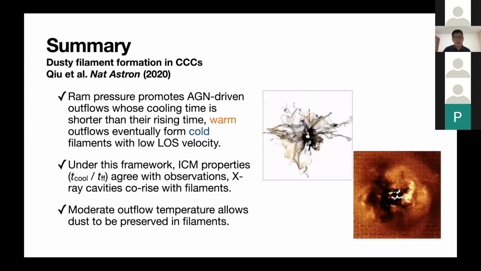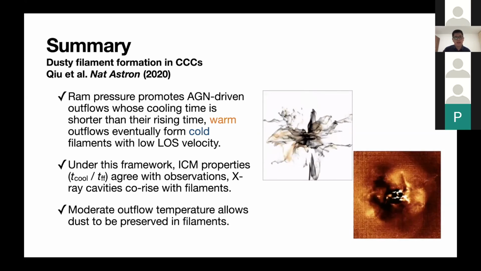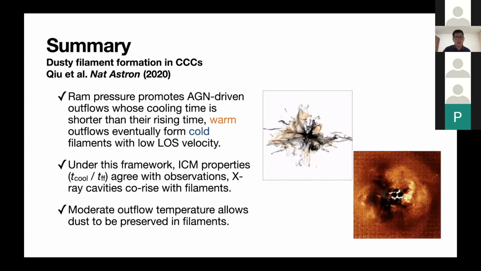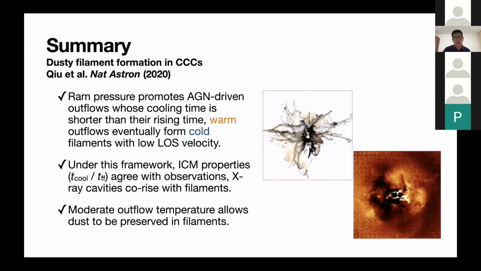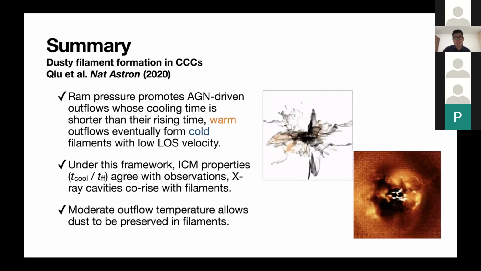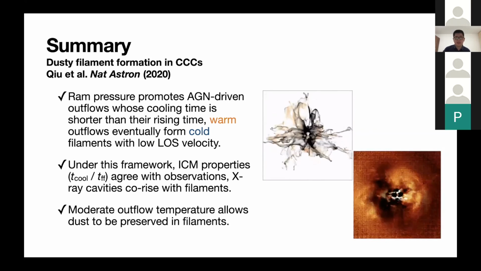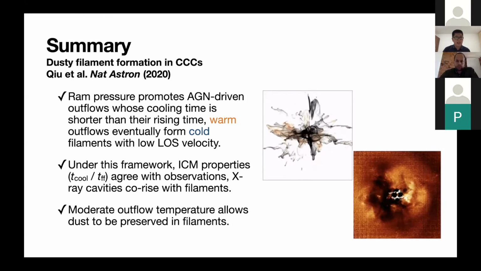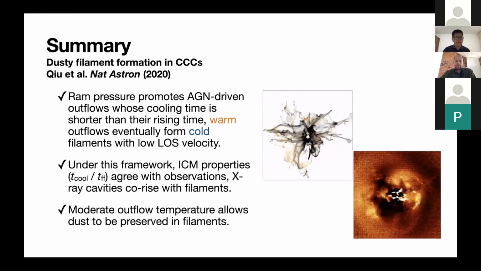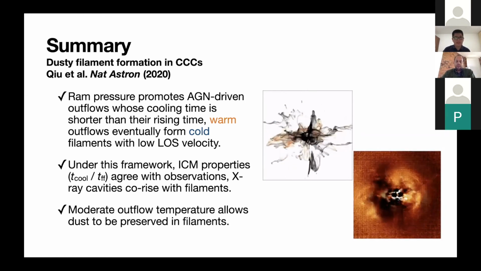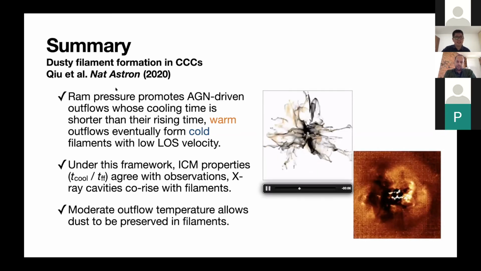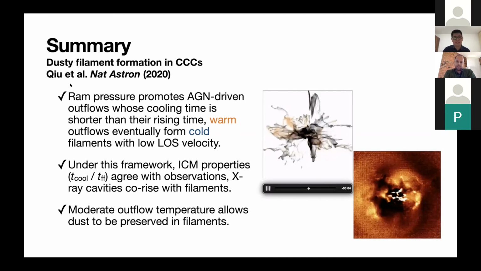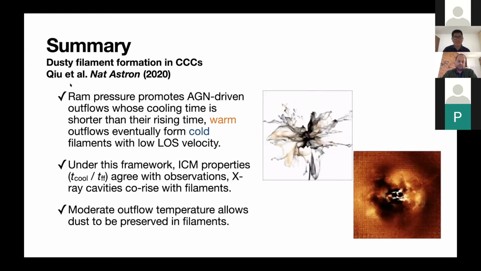And the third and last one is moderate outflow temperature allows for dust to be preserved in the filaments. So that helps explain why sometimes you can see co-spatial dust lanes with the H-alpha filaments. I haven't had time to finish every aspect of the paper, so if you're interested, you're more than welcome to look more into our publication. Thank you. I'll take questions now.